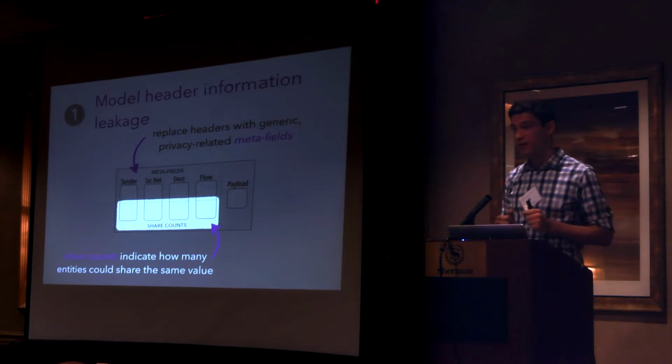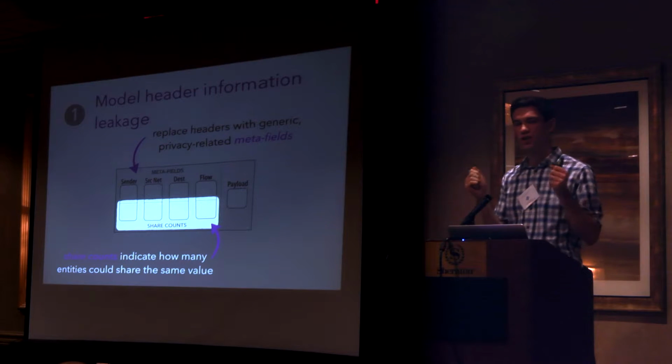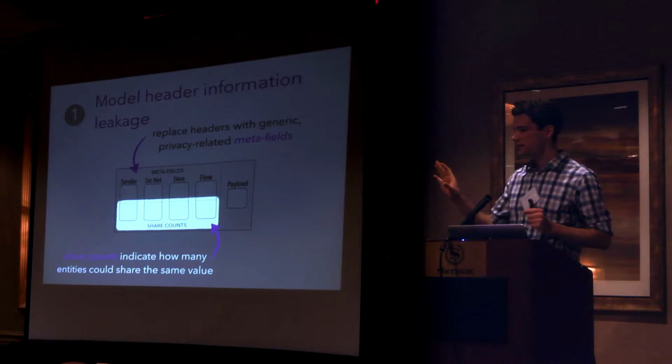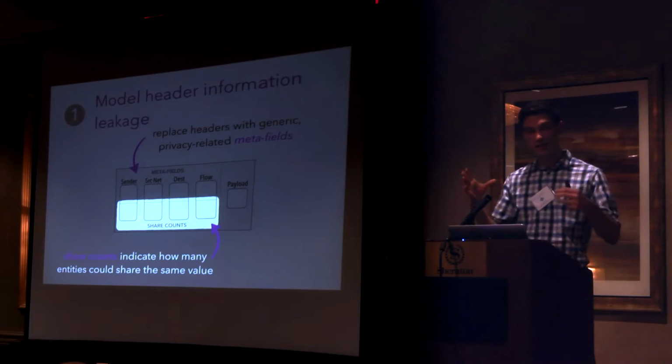The second part of our packet model, and this is the most important part, are what we call share counts. Okay? So each meta field has a corresponding share count. And what a share count represents is the number of devices or the number of entities in the network that could possibly share the same value for that meta field right now. Okay, so picture me sending a packet in my local network. The source IP address uniquely identifies me. So the sender share count would be 1. But say the packet leaves the local network, it crosses a NAT, and we swap the IP address for some public IP address. That source address just identifies the network, right? So when we cross the NAT, our sender share count increases to the number of hosts in the local network.